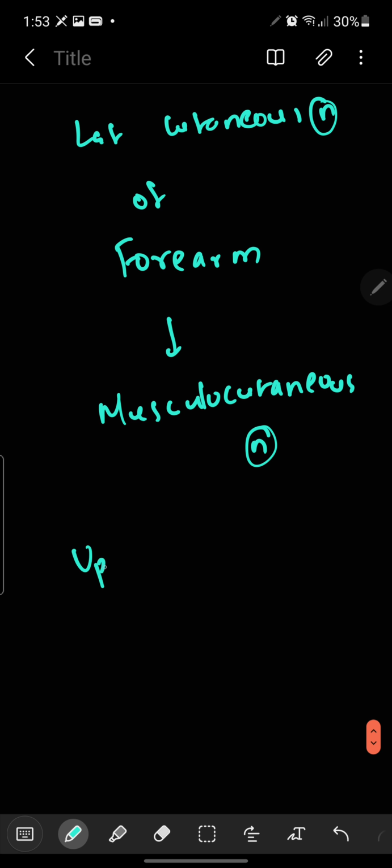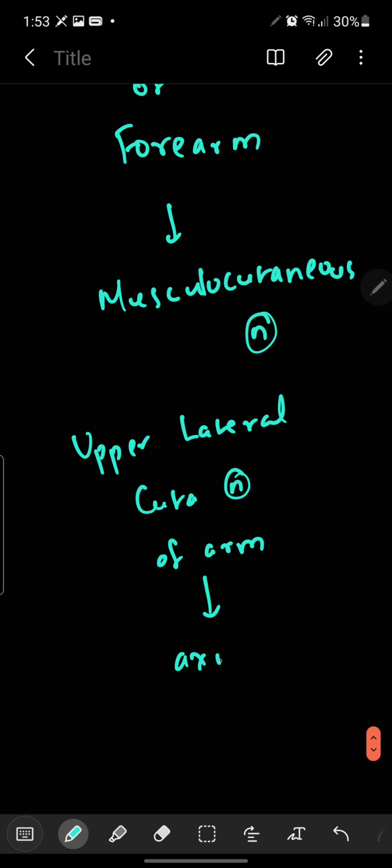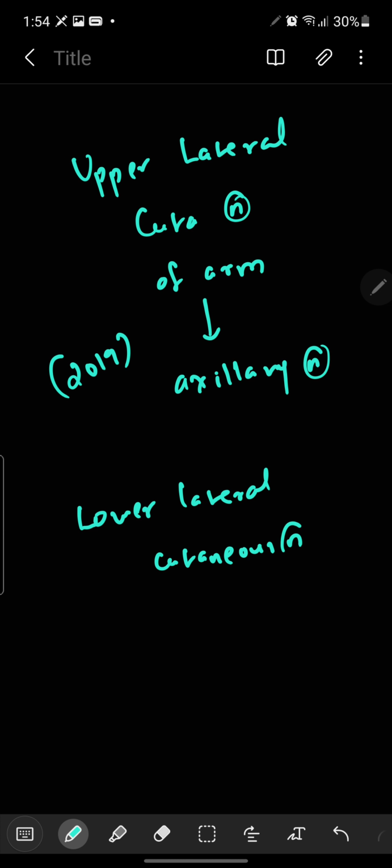The upper lateral cutaneous nerve of arm is supplied by a branch from the axillary nerve. This was asked in the 2019 FMG exam. The lower lateral cutaneous nerve of arm is supplied by a branch of the radial nerve.